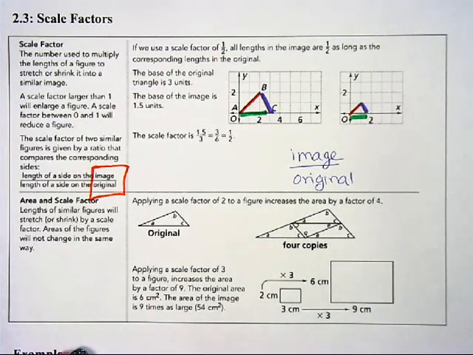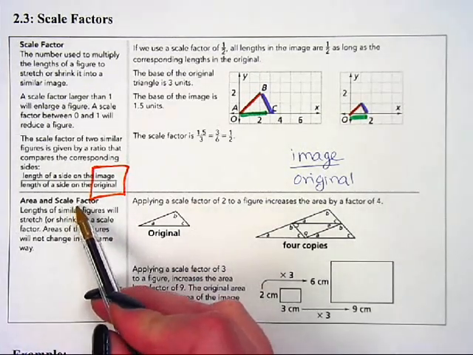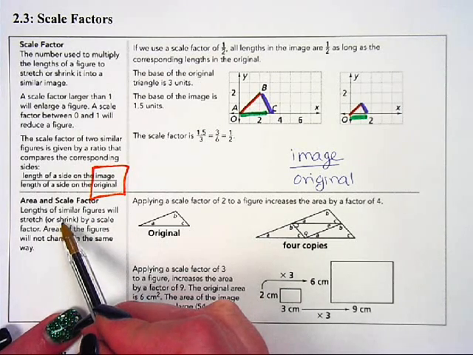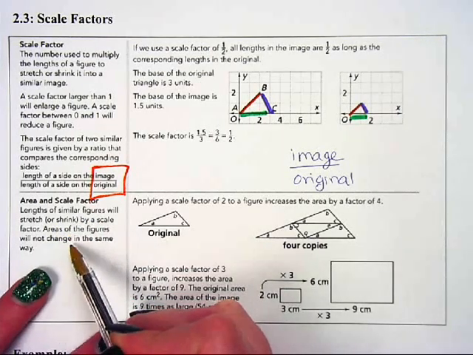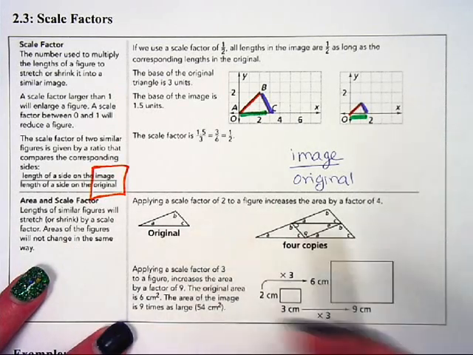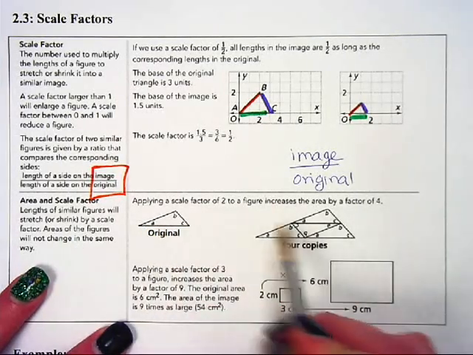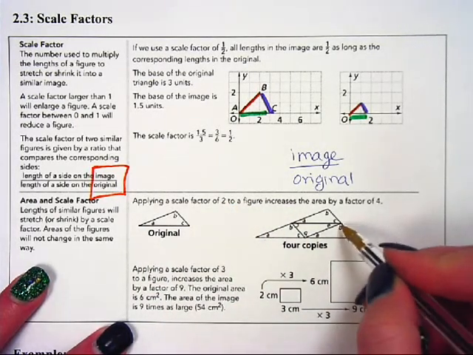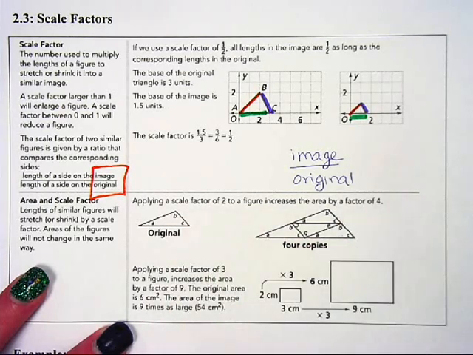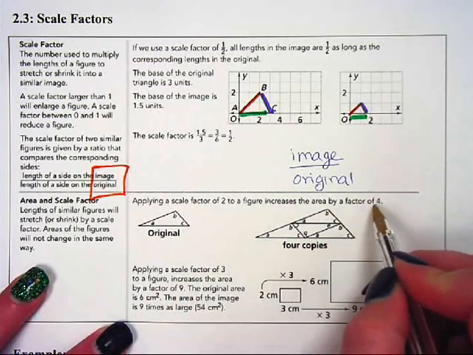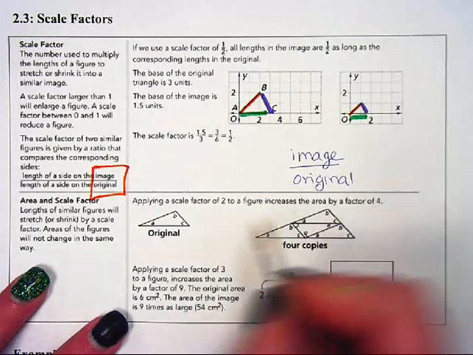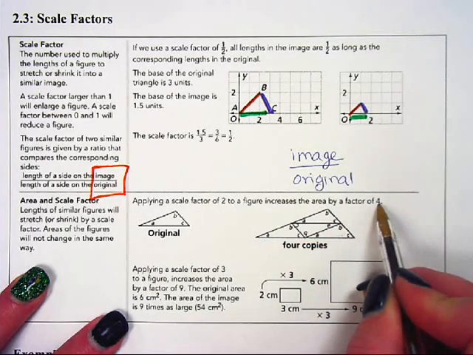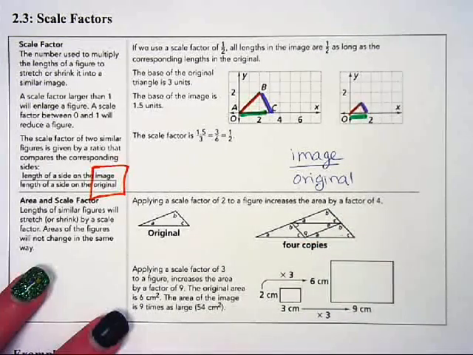Other big idea is that area is not the same as scale factor. The lengths of the similar figure will stretch or shrink by my scale factor, and the areas of the figure will not change in quite the same way. For example, in this picture, my original shape had a scale factor of 2. You'll notice the length on the bottom got multiplied by 2, and the length on the side also got multiplied by 2. That means my area increased by a factor of 4. The scale factor was 2, so that happened to both sides, and it made my area have a factor of 4.